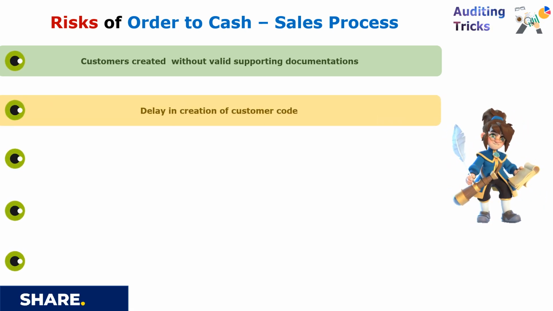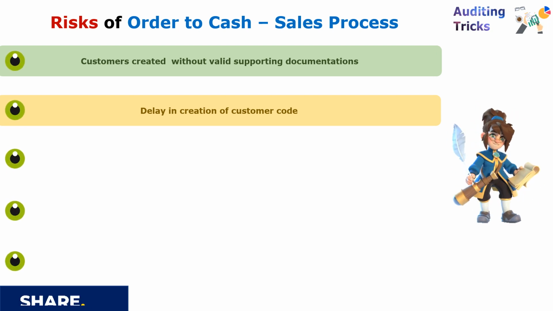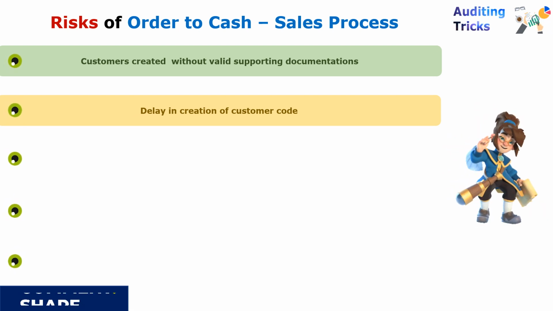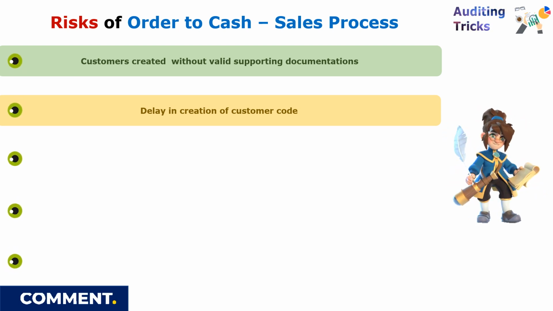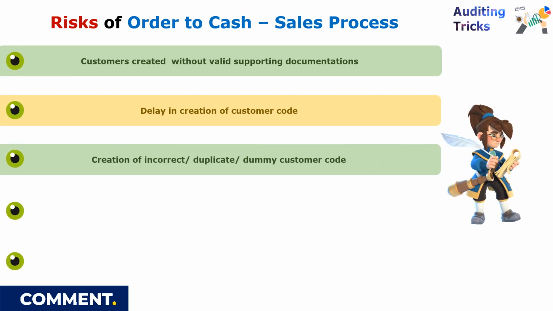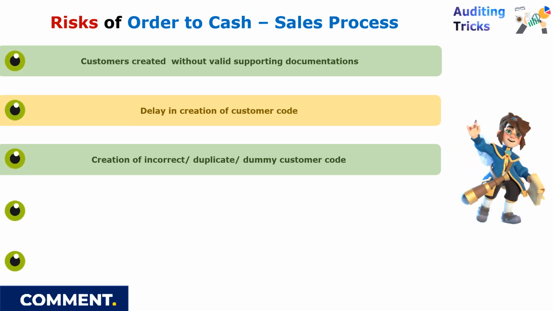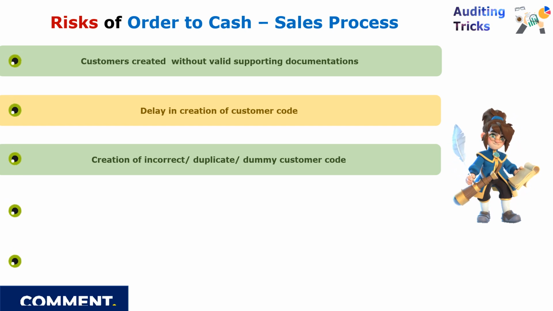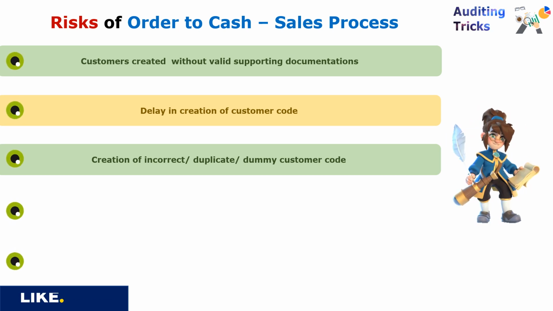The next one is delay in creation of customer code. Here we need to ensure that there is no delay in creating customer master data after the receipt of master from the customer. It is also not a fraud risk and it can be rated as a medium risk. Next is creation of incorrect or duplicate or dummy customer code. Here we need to ensure that there is no duplicate or dummy customer in the customer master data of the company. It can be considered as a low rated risk.